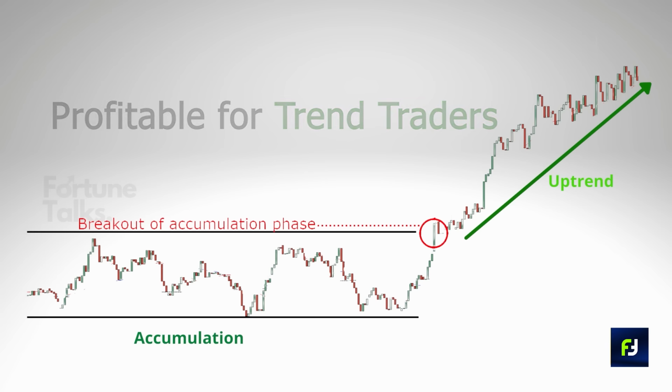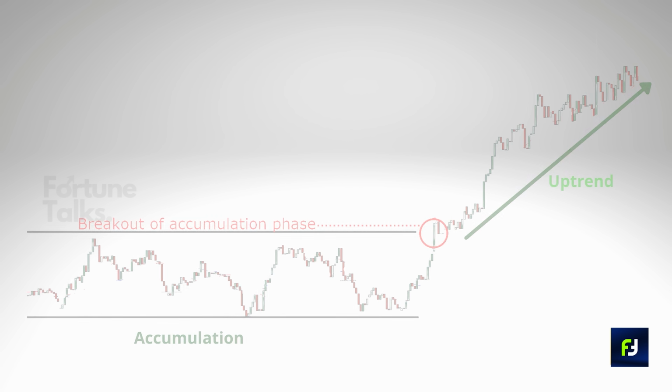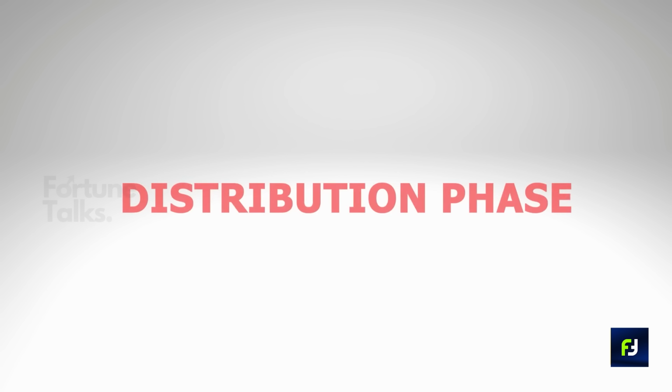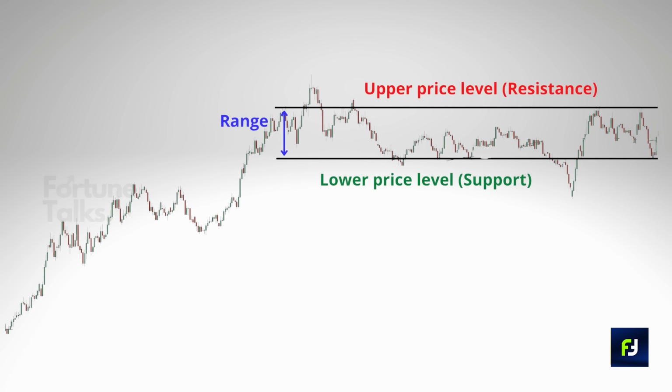We will discuss how to identify an uptrend and how to approach your trades during an uptrend in our upcoming videos. But now let's move on to the third phase, which is the distribution phase. The distribution usually occurs after the prices have risen to a good extent, and the distribution phase looks similar to an accumulation phase where the market remains in a range.